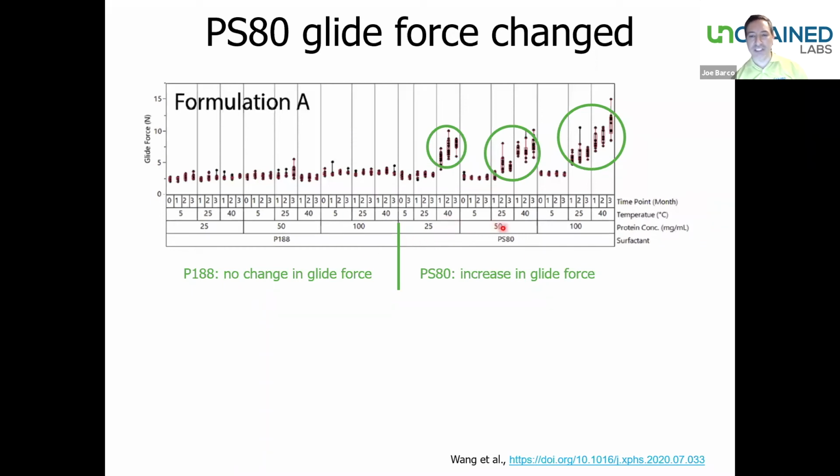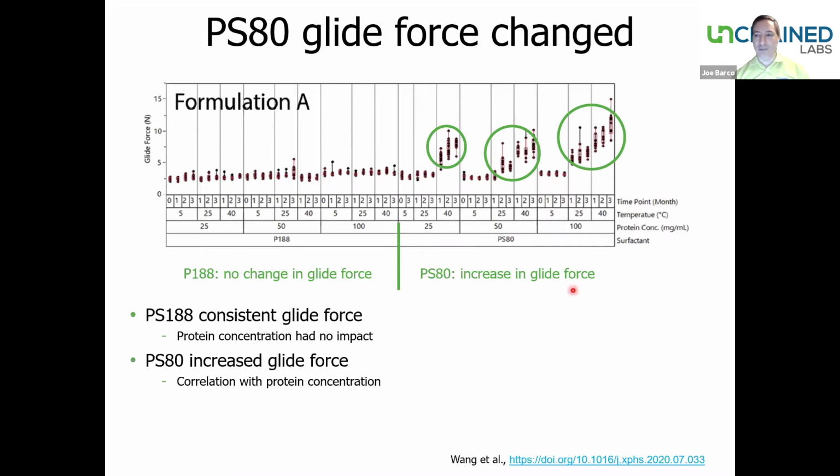As the protein concentration increases, I start to see that coming up at an intermediate stress condition. And at high concentrations of protein, I see pretty significant glide force differences of about 3 to 5-fold if I compare that to the low temperature storage. So in this case, the P188 performance is independent of drug concentration and independent of the stress condition, whereas with polysorbate 80, glide force was higher as protein concentration increased, and as the stress condition, which correlates to longer term storage, increased as well.